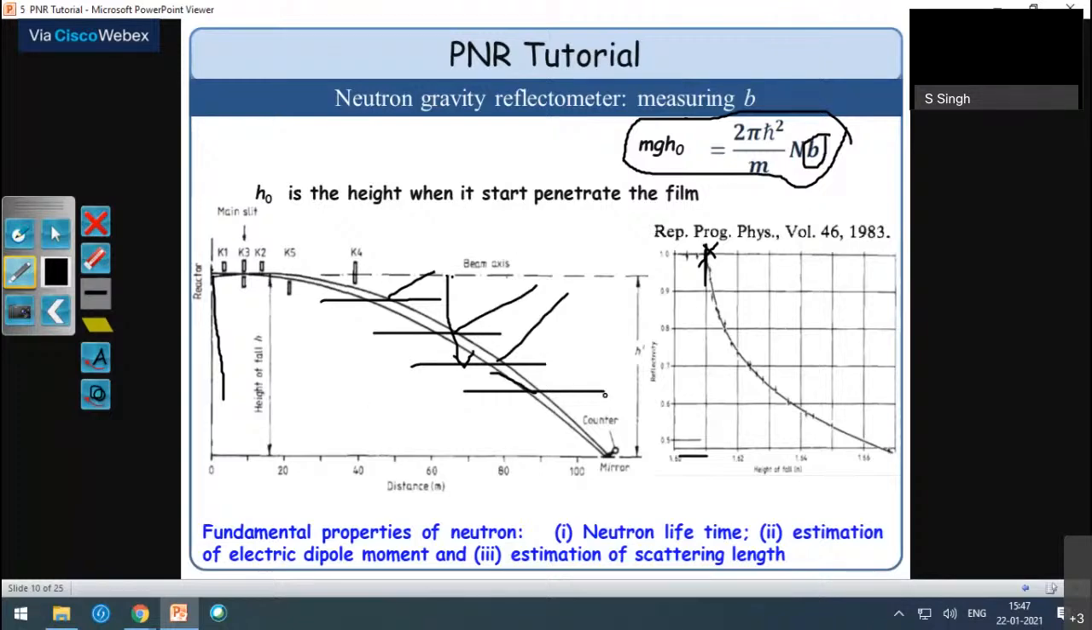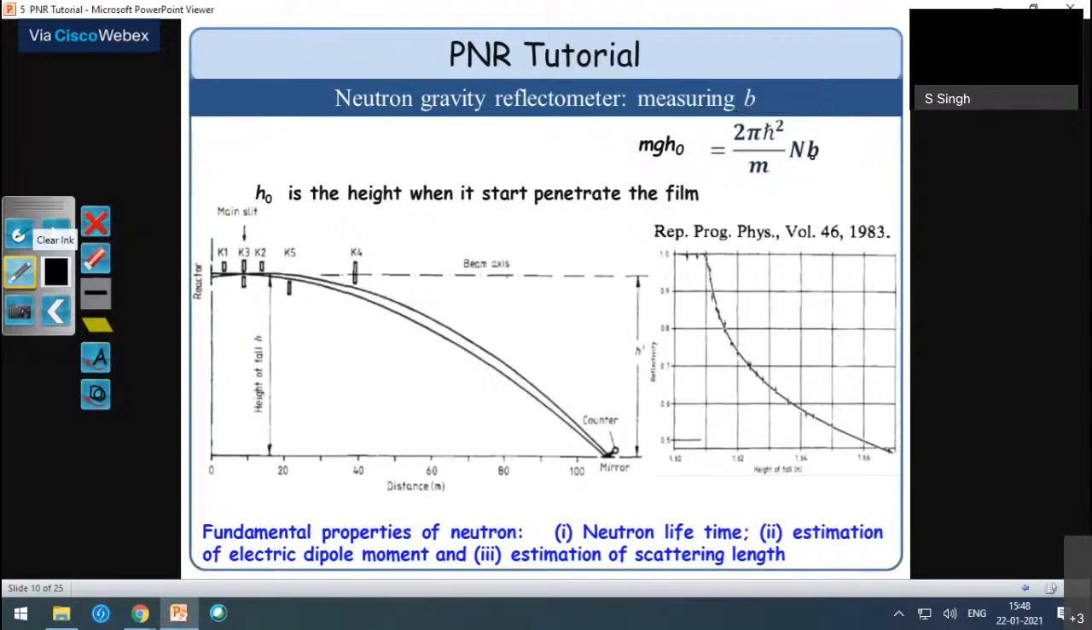So you are making thin films of materials for which you have to calculate B, and do this kind of reflectivity experiment, and then see at what height you have a different kind of reflectivity. Without knowing anything, you just calculate, you know this H0 and other things are known, you calculate ND, the scattering length density. Okay, so from this, and you know the number density for that element, then you can calculate the B value. This is one of the fundamental quantities one should know about any element: what is the scattering length.